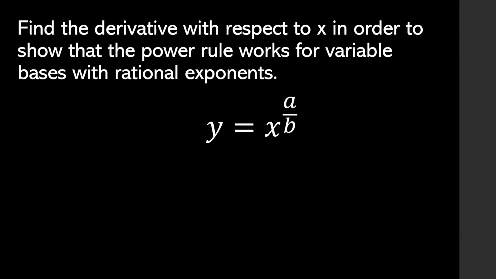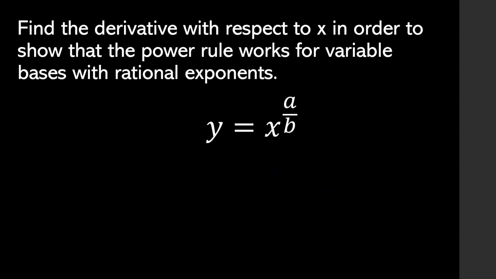Now, up until now, you should have only been using the power rule for negative exponents and for positive exponents if those exponents were integers. Okay? However, now that you know implicit differentiation, we can show that the power rule works for, as long as you have a variable base like x, you can use any exponent you want. Okay?